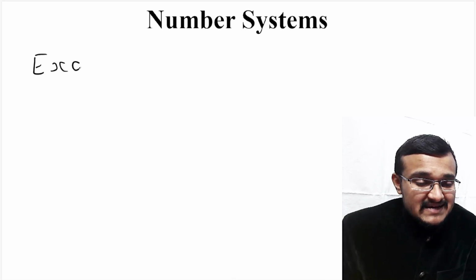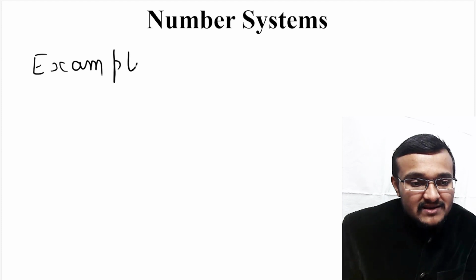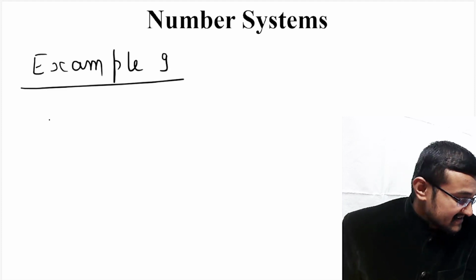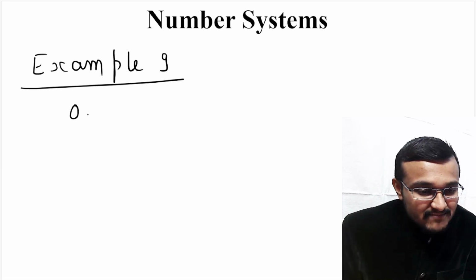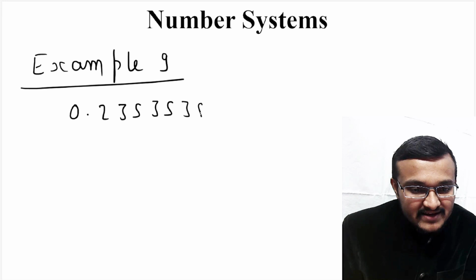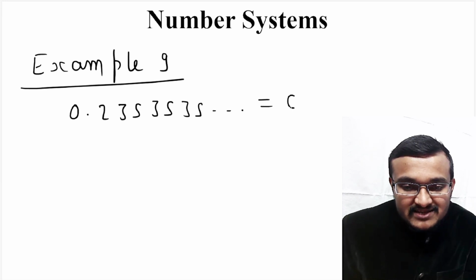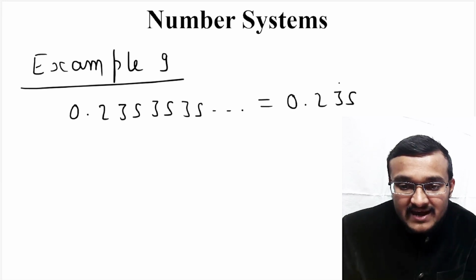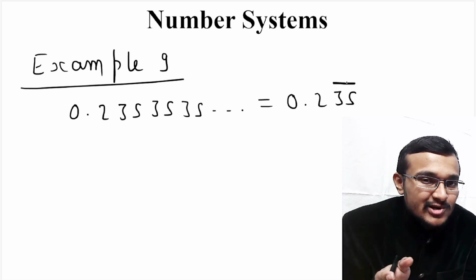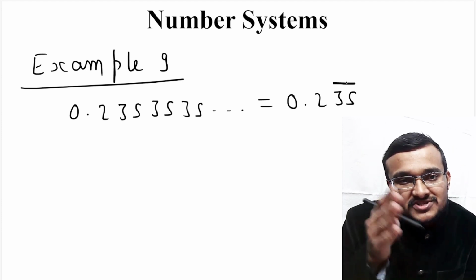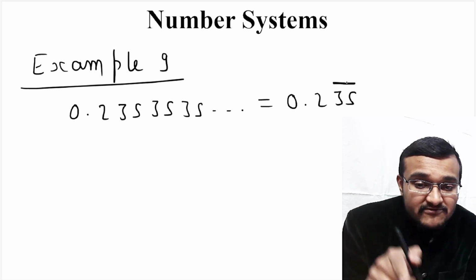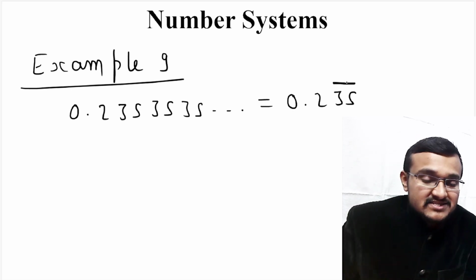Coming to the next example, that is example 9. In example 9, you can clearly see they have given a particular number, that is 0.2353535, and it goes on like this. That is nothing but 0.235, and the recurring is happening only for this 35. That means 2 is not included in this. So now you have to convert this to a rational number.